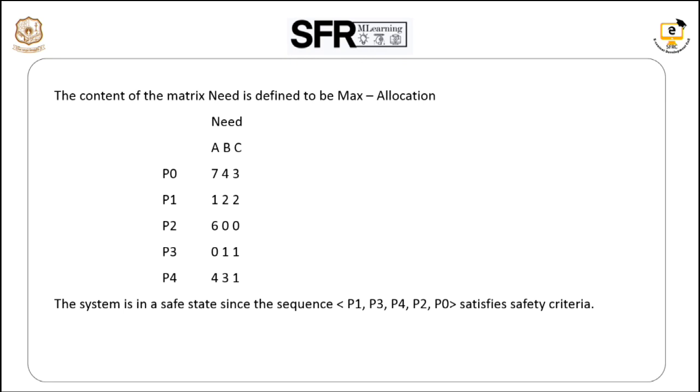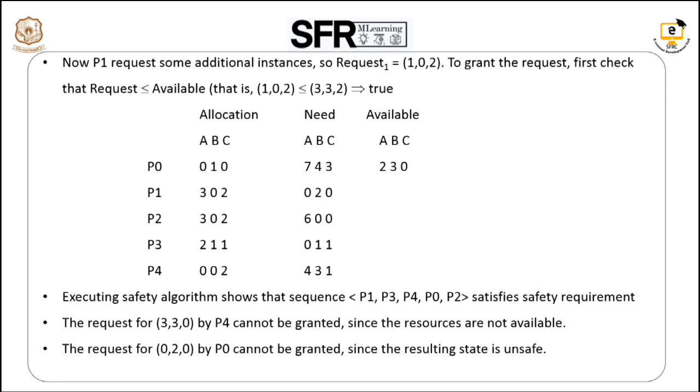Next we check P2. Next we find the allocation for P2, 9, 0, 2. Next the available value is 1, 5, 5. After the completion of P2, it returns and the available vector is 10, 5, 7. Executing this algorithm shows the sequence P1, P3, P4, P0, P2 satisfies the safety requirements.